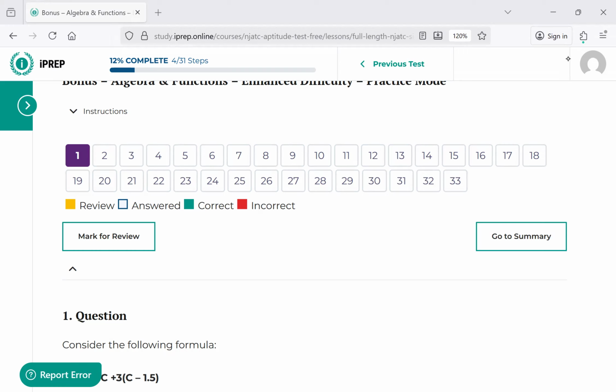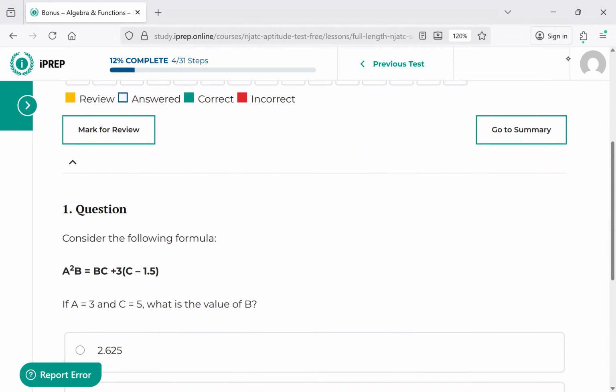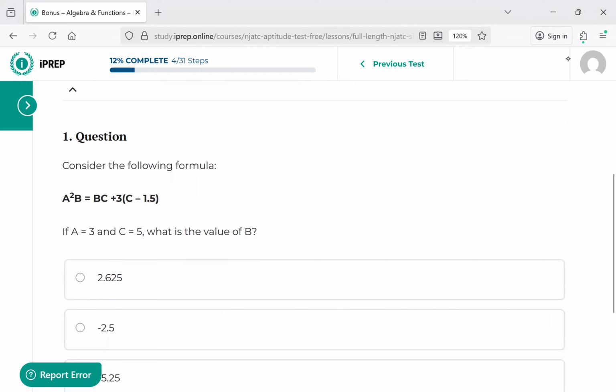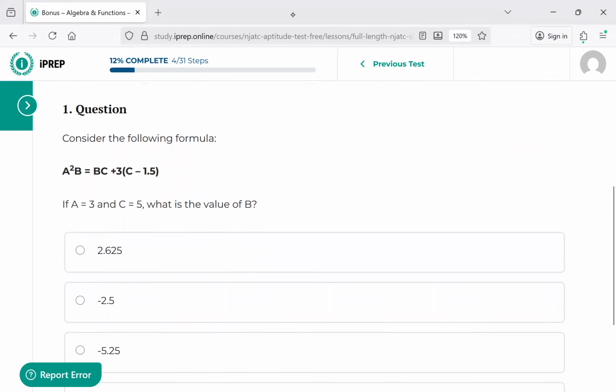So let's begin. On question one, it says consider the following formula: a squared b equals bc plus 3 parenthesis c minus 1.5, and what we've got to do is figure out the value of b. So we've got to find b. What I would do to find b is plug in the values now and then isolate b. They said that A is 3 and C is 5, so you can definitely do that.